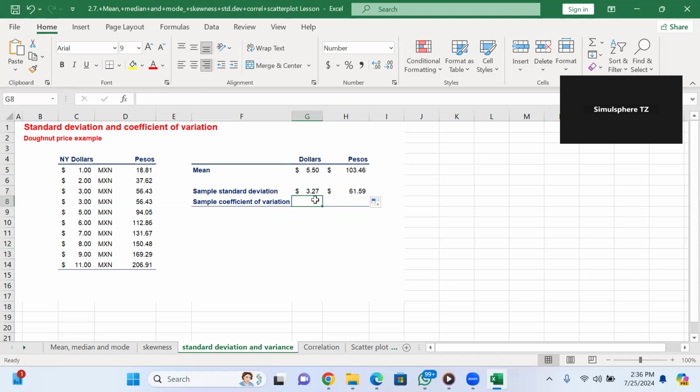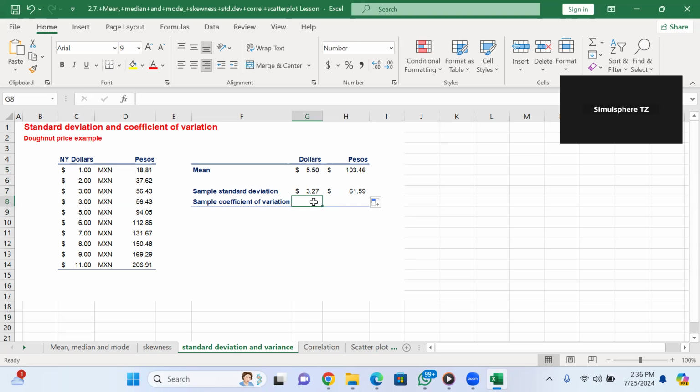Now, let us calculate the coefficient of variation. We have seen that the price in dollars and the price in pesos vary a lot. It varies a lot because pesos is pesos and dollar is dollar. Pesos seem to have a high number, a mean of 103 and a standard deviation of 61, unlike dollar, whose mean is just 5 and standard deviation is 3. So does that mean that the peso currency is poor? Let us check that out using coefficient of variation.